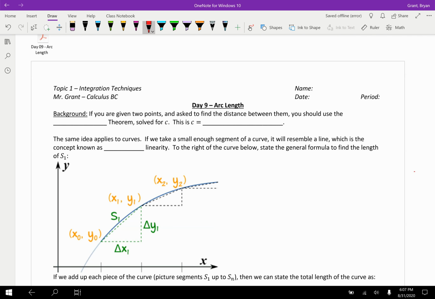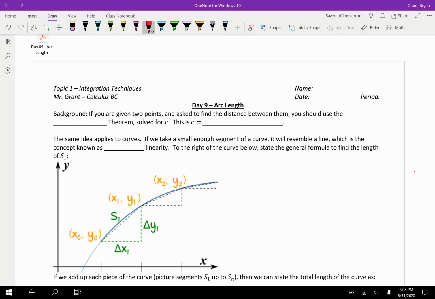All right, we are back to our BC Calculus integration techniques topic. Today's subject is arc length. This is actually our last little subject within topic 1. So the next couple days are going to be review and then a test. Your test will have 2 parts. One part's going to be multiple choice, one part's going to be free response. But let's get to it.